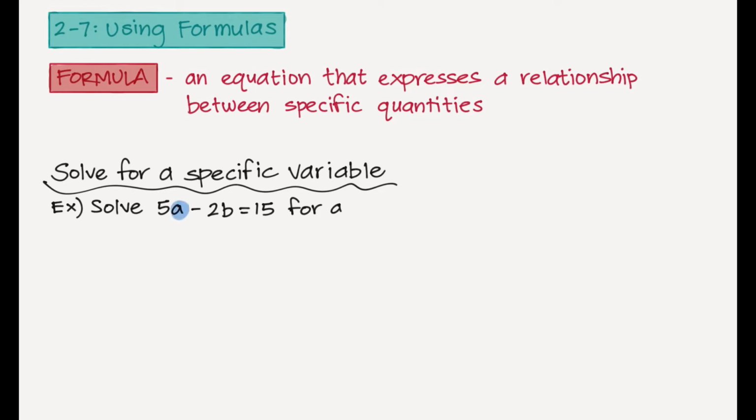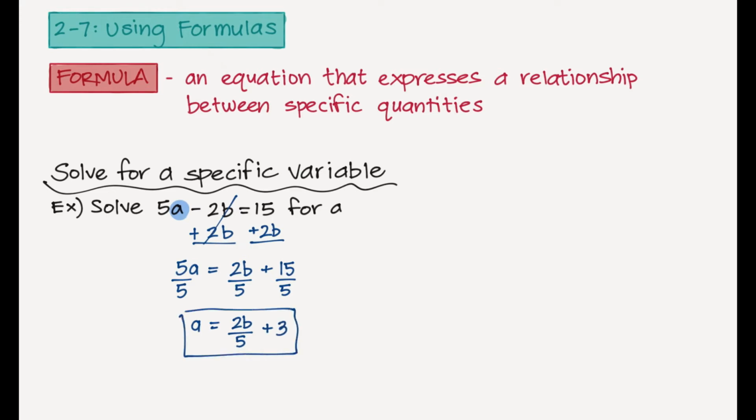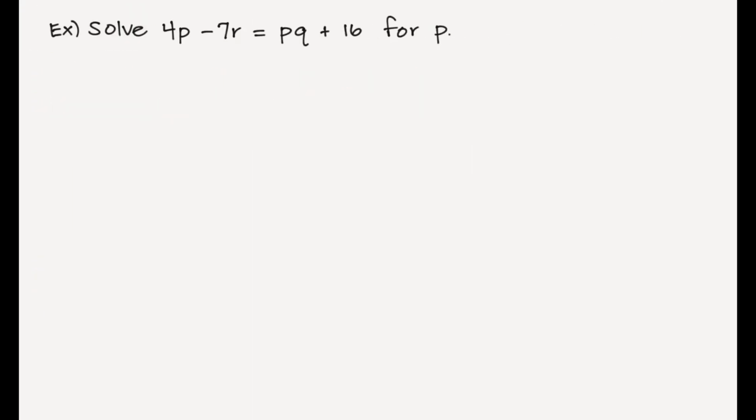We want to solve and get that a by itself. To begin, let's add 2b to both sides to move it away from the a. I'm left with 5a is equal to 2b plus 15. And now to finish, I can divide everything by 5, and I find that a is equal to 2b over 5 plus 3. And that's how I would get a by itself.